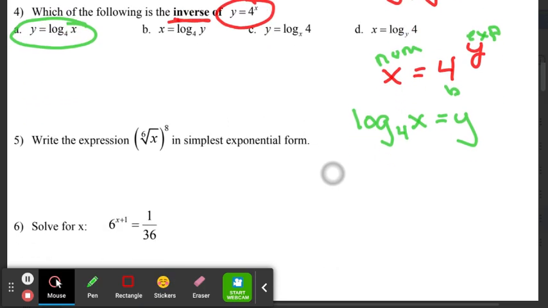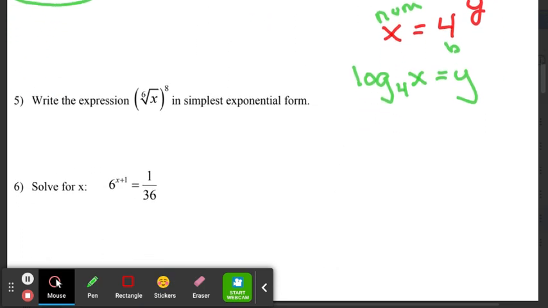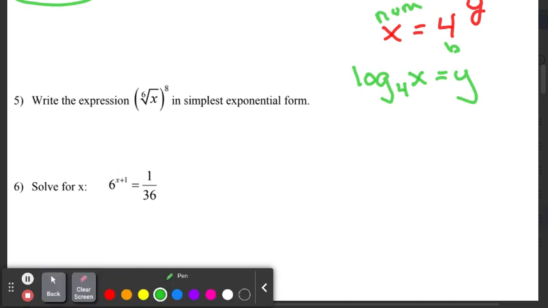And then number 5, write the expression the 6th root of x to the 8th power in simplest exponential form. So since there's a radical here, it's radical form. Exponential form looks like this. We have power on top, so 8's on top, roots on the bottom. That is exponential form, but it's not simplest exponential form. Just simplify your fraction. 8 over 6 is the same thing as 4 over 3. That is simplest exponential form.